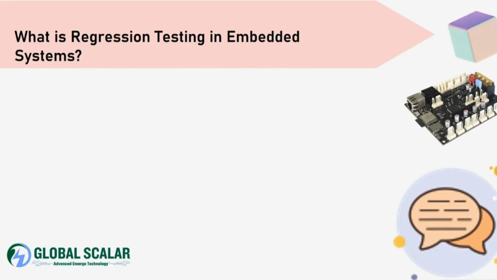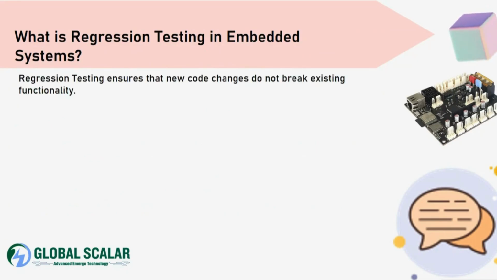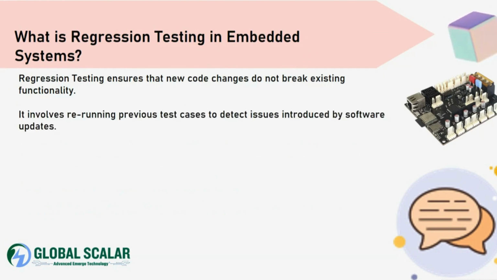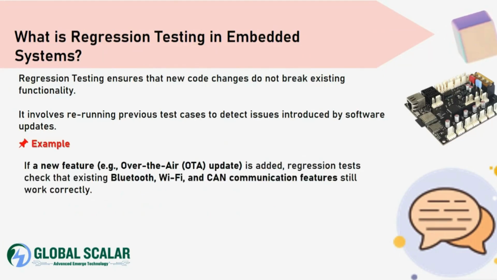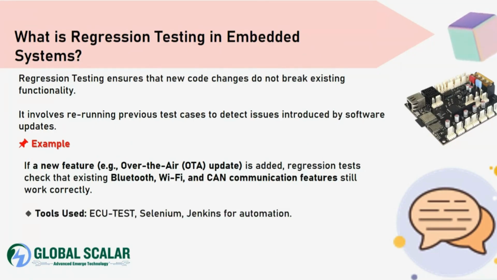What is regression testing in embedded systems? Regression testing ensures that new code changes don't break the existing functionality. It involves rerunning the previous test cases to detect the issues introduced by the software updates. For example, if a new feature is added, the regression test checks that existing Bluetooth, Wi-Fi, and other parts of communication still work correctly as expected. They are not impacted if there are new changes or modifications in the existing software. The tools used to perform regression testing are ECU test tool, Selenium, and Jenkins for automation.